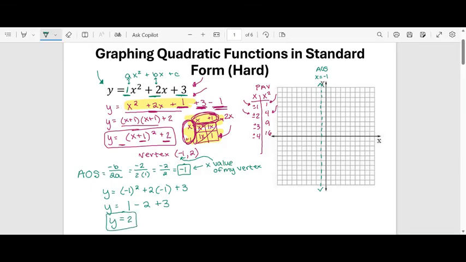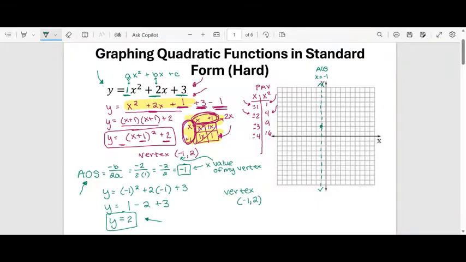So I calculated the x value of my vertex using the axis of symmetry equation. This is a formula. And then I plugged the x value of my vertex into my original equation to find the y value of my vertex. So at this point, I know that my vertex is at -1, 2. So I can plot -1, +2. That's the same place that the previous problem had it. So I know I'm doing this correct.